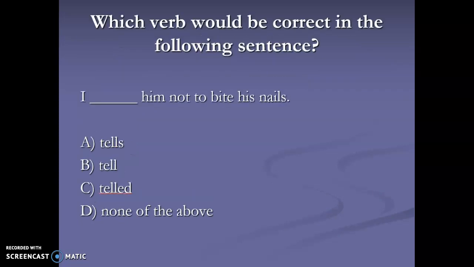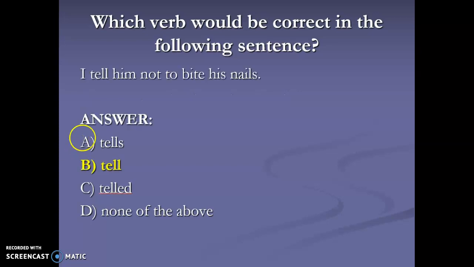Okay, so try it on this one. Find the subject, singular or plural, and then which verb form would it be? I is the subject, I is singular, it's first person, so we pick tell. Okay.